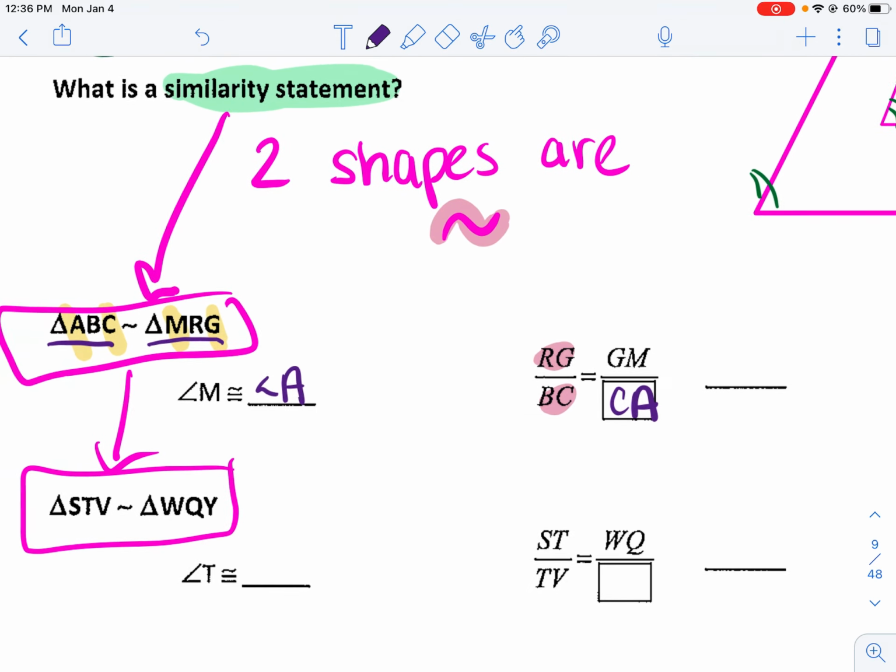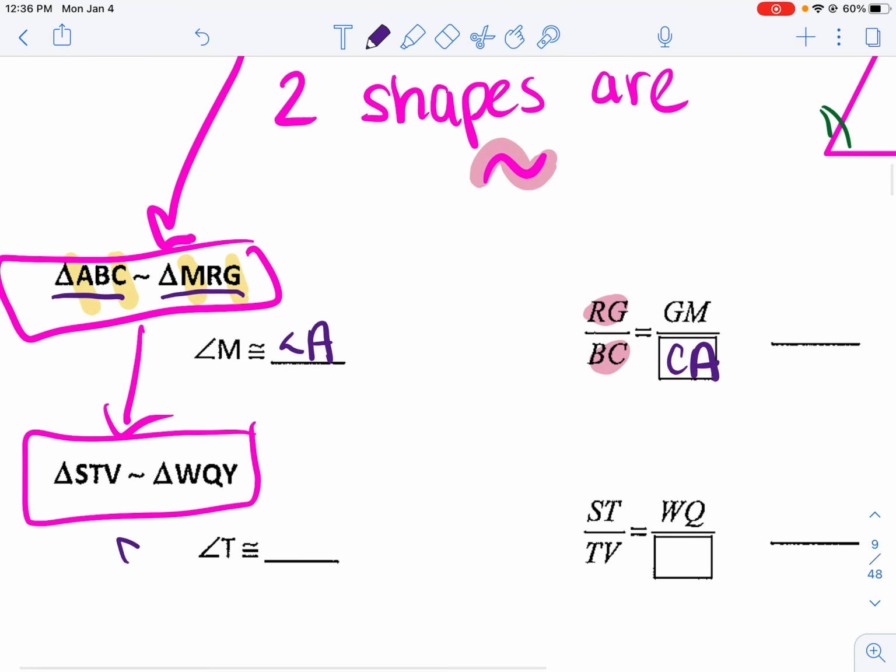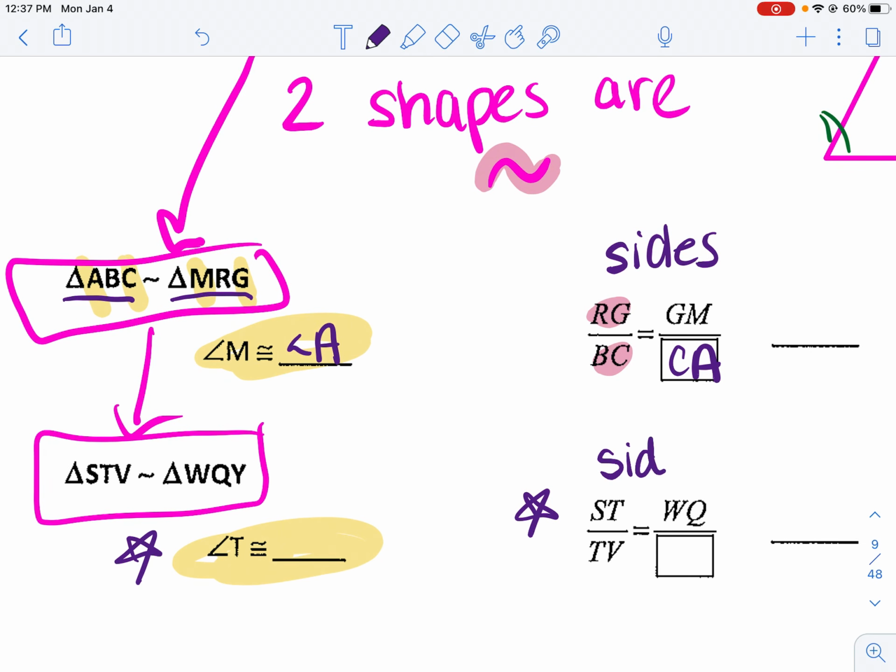And then let's do the same thing. So try this one, guys, right now. And try this one. So same idea. Triangles are similar if the angles are congruent. So notice these are congruent, the angles. But what do you notice about the sides here? We're not saying the sides are congruent. We're saying the sides are proportional. That's what we're setting up here, is proportions.